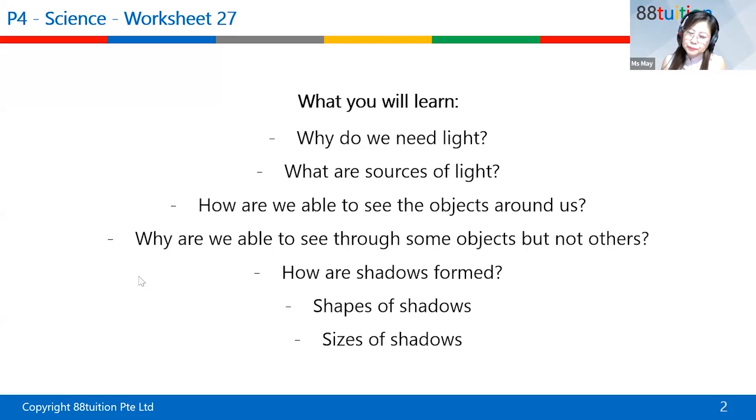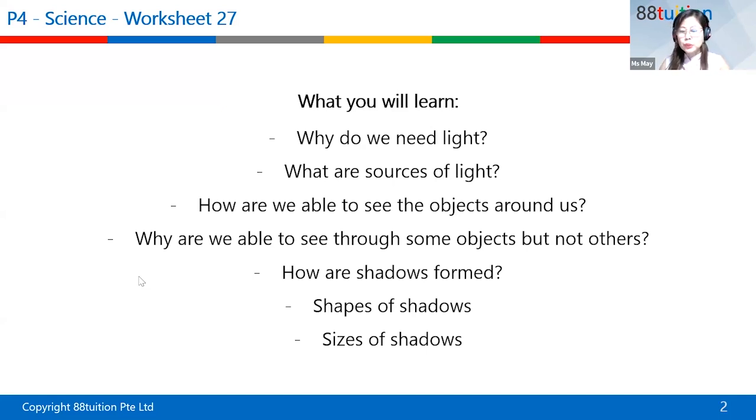How are shadows formed? Anybody knows? Janelle? Yes, Janelle. How are shadows formed? An opaque object blocking the light. Okay, only opaque objects? Translucent as well. Okay, so the definition is: a shadow is formed when the path of light is completely blocked or partially blocked by an object. Or you can say, like what you said, a shadow is formed when the path of light is blocked by an opaque or a translucent object.